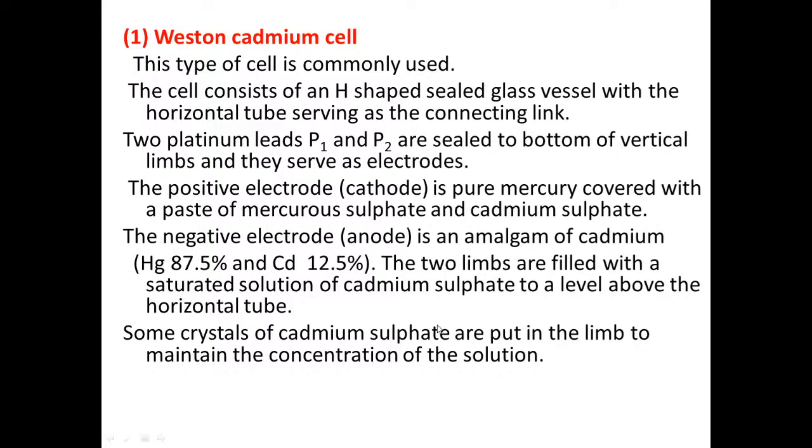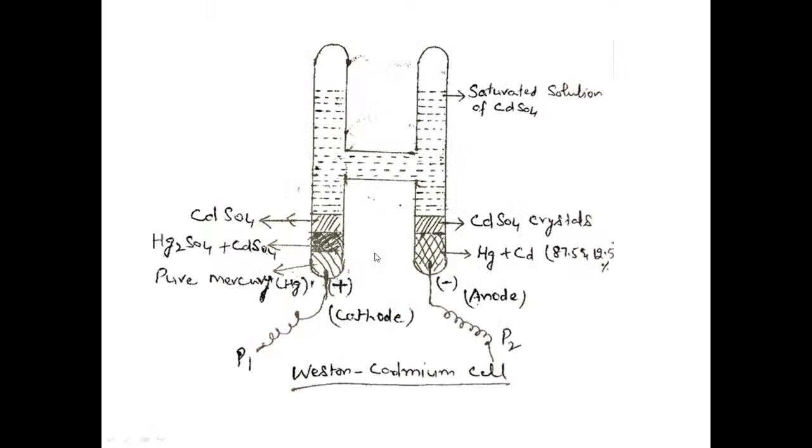The positive electrode, that is cathode, is pure mercury covered with a paste of mercurous sulphate and cadmium sulphate. This is your paste of mercurous sulphate and cadmium sulphate, this one. The cathode is made of pure mercury, Hg, and above this we are having a paste of mercurous sulphate and cadmium sulphate, and these cadmium sulphate crystals are here for maintaining the concentration of the solution.